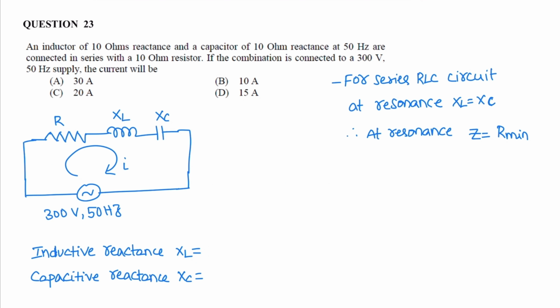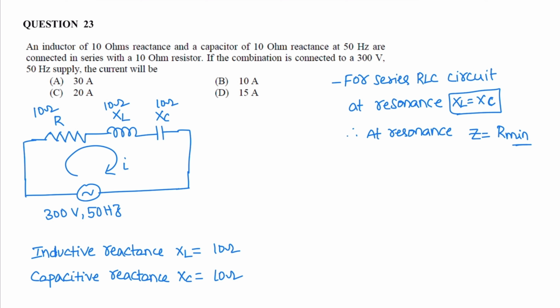Next question. An inductor of 10 ohm reactance and a capacitor of 10 ohm reactance at 50 Hz are connected in series with a 10 ohm resistor. So the given circuit is a series RLC circuit whose resistance is 10 ohms, inductive reactance is 10 ohms and capacitive reactance is 10 ohms. For the series RLC circuit, inductive reactance is equal to capacitive reactance only at resonance. At resonance, the value of impedance Z is equal to resistance.